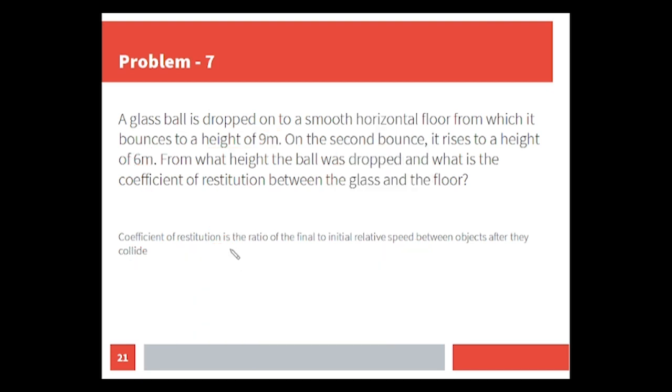So let me just explain it again. This was the height from which it was dropped, and this is the surface. The ball comes in contact with the surface, bounces back, and goes up. So we are asked to find the coefficient of restitution. The coefficient is nothing but the ratio of the velocity at the time when the ball comes in contact with the floor to the velocity after it bounces back, at the instant of this change in direction. That ratio of the two velocities is called the coefficient of restitution.